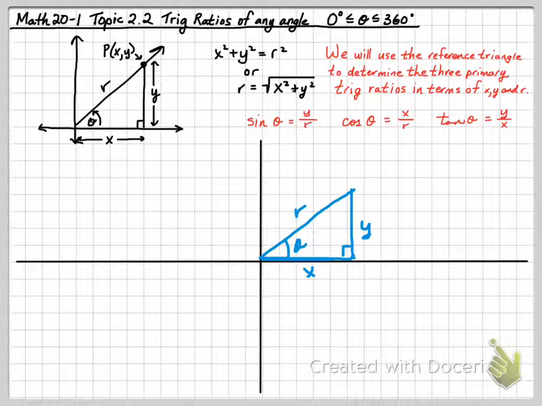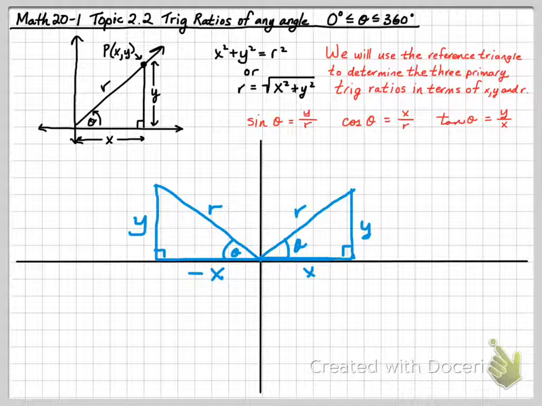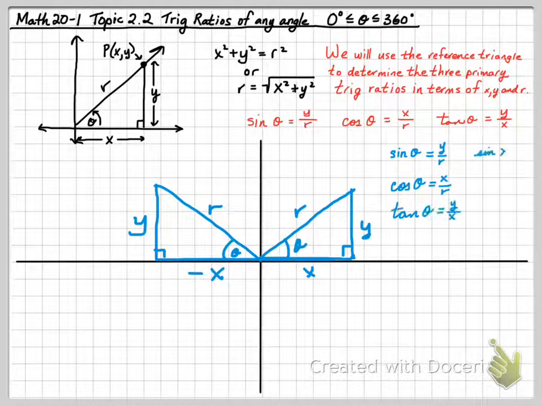Now if we look in the four separate quadrants, we're going to see how this is going to work. Notice the distance from the origin to the point (x, y) in the first quadrant. In the second quadrant, it's going to be (negative x, y). The sine is y over r, cos is x over r, and tangent is y over x. This means that the sine is greater than 0, cosine is greater than 0, and tangent is greater than 0 in the first quadrant.